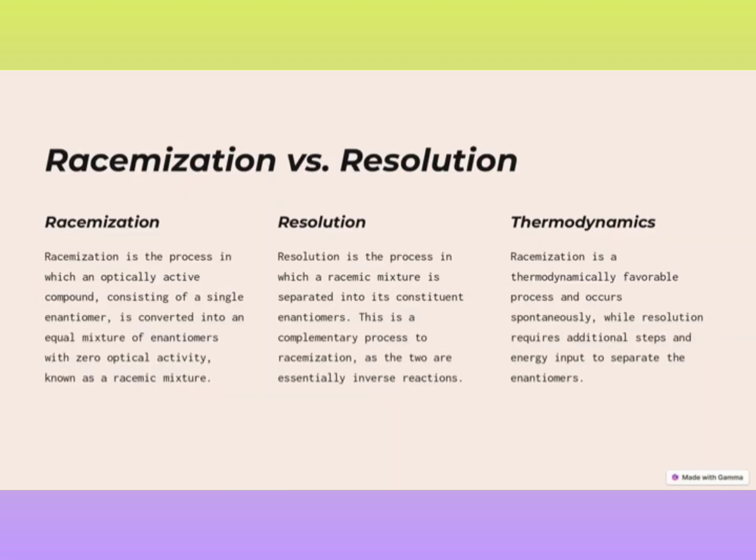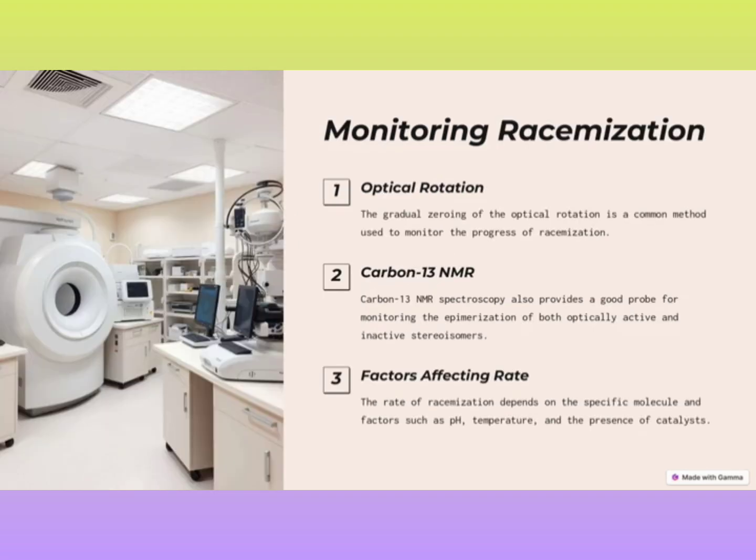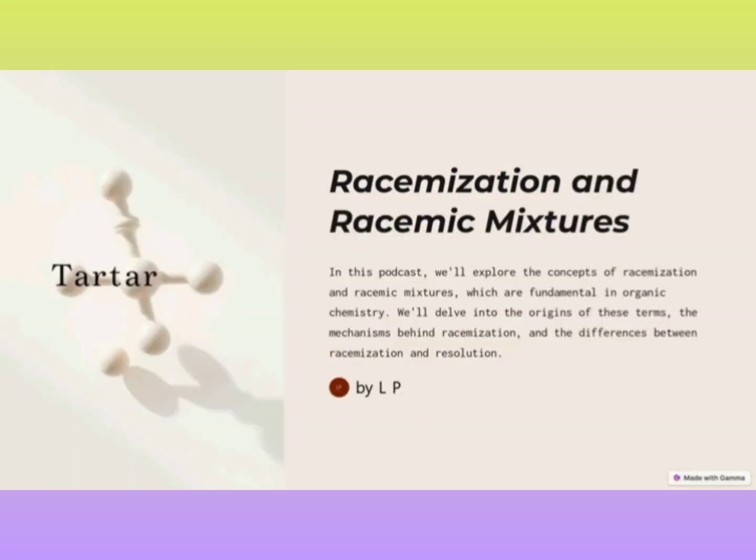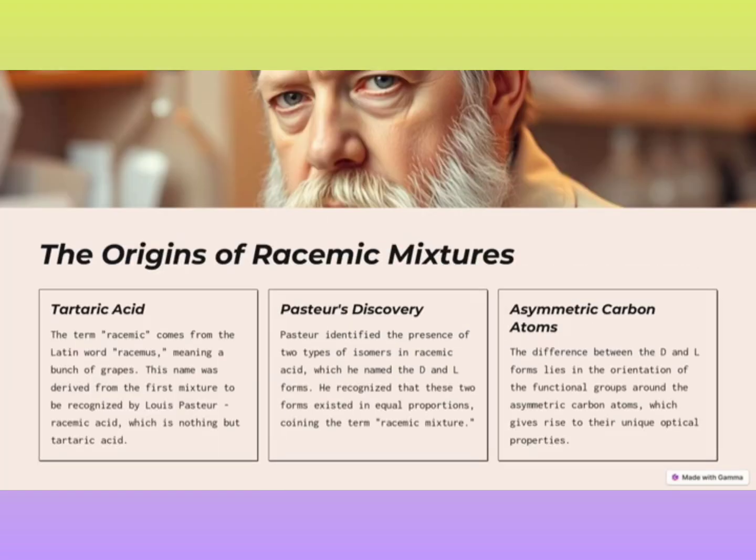Now, let us see the difference between racemization and resolution. So what is racemization? Racemization is the process when the enantiomer is converted into racemic modification, whereas resolution is the process when a racemic modification is separated into its constituent enantiomers. Racemization and resolution are complementary to each other.